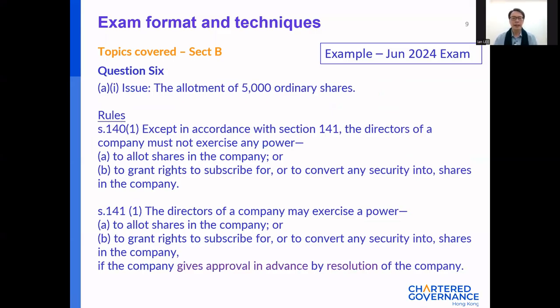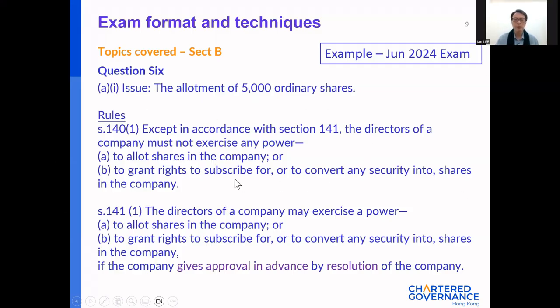Okay, so let's now work through this one issue at a time. For part A, the first issue I believe would be about the allotment of the 5,000 ordinary shares. So this will be the relevant issue. Now, relevant rule, since I already know it's about allotment of shares, clearly it will be section 140. So we said, except in accordance with section 141, the directors of a company must not exercise any power to allot shares in the company. So this is the general requirement.